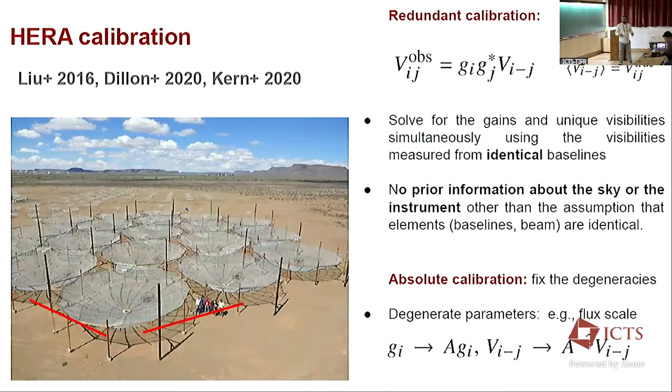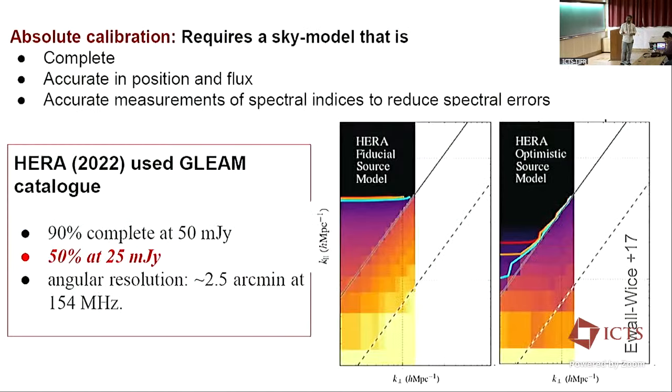An important thing about HERA calibration is that it uses redundant calibration. So basically, you use the identical baselines of HERA, and you get the calibration gains and the unique visibilities from the measured data. So you don't need prior information about the sky. You only assume that the beam and baselines are identical. But it boils down to there being some degenerate parameters, for example, the flux scale. You cannot get the flux scale only from this. So for that, you need some reference sky models. And that's called the absolute calibration of HERA.